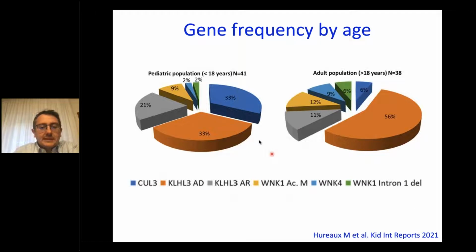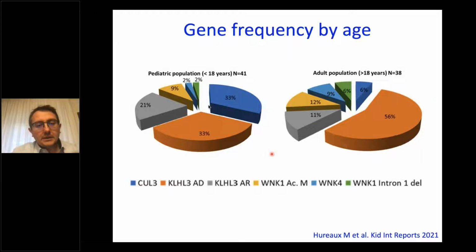There is a slight difference in the prevalence of the genes when the diagnosis is made during childhood or adulthood. As you can see, the blue part of the pie stands for the CUL3 gene. This is mainly identified in the pediatric population.